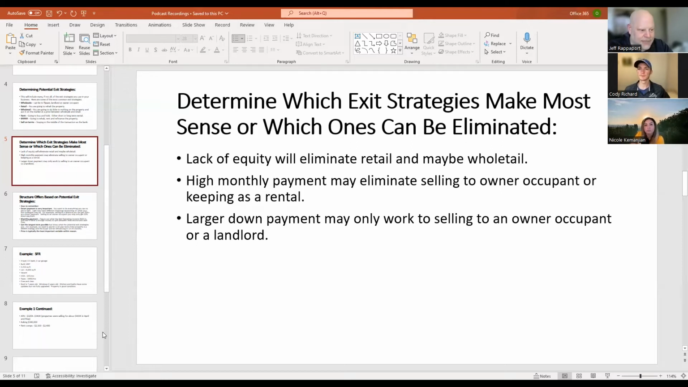High monthly payments may eliminate being able to rent it or selling it to an owner occupant. Maybe doing long-term rental, but maybe not short-term rental. So these are the things that will kind of go into your decision making. Larger down payments.